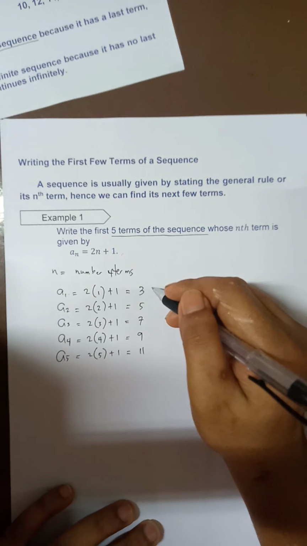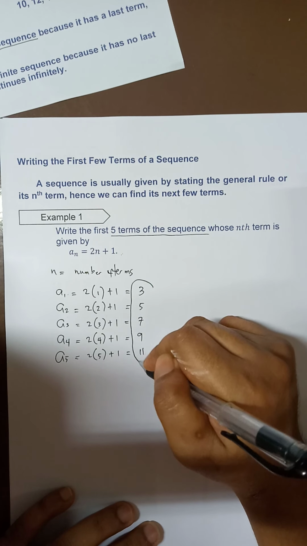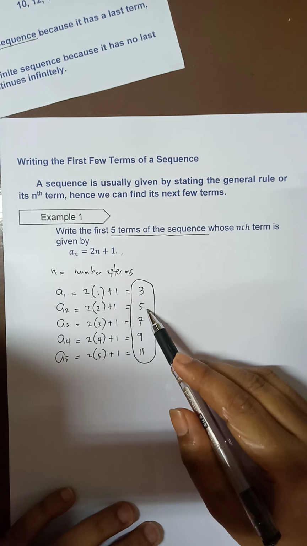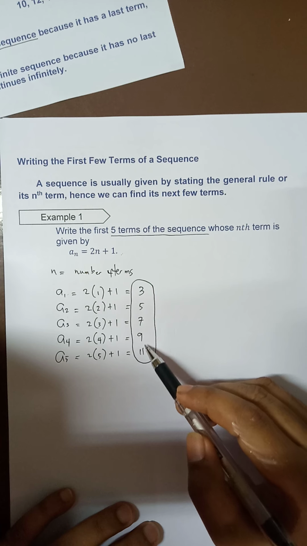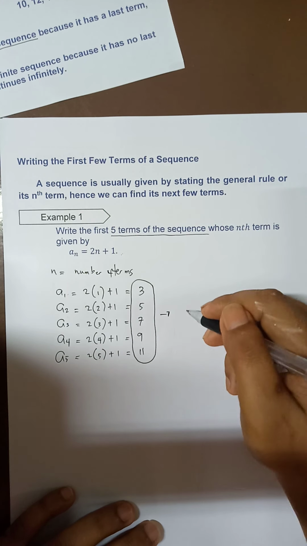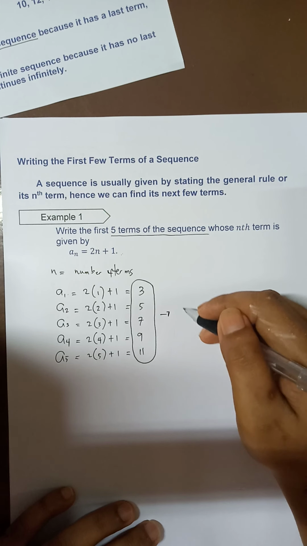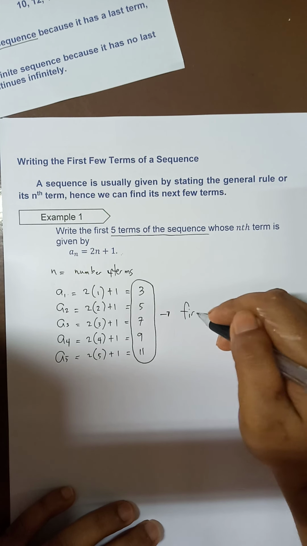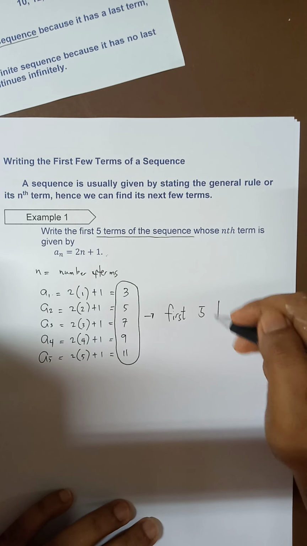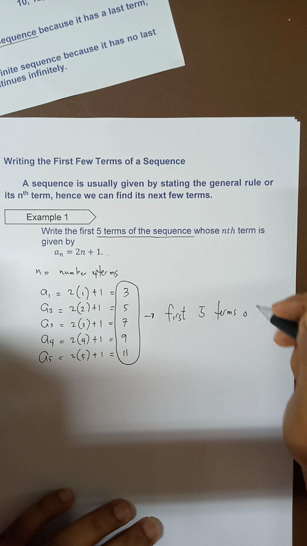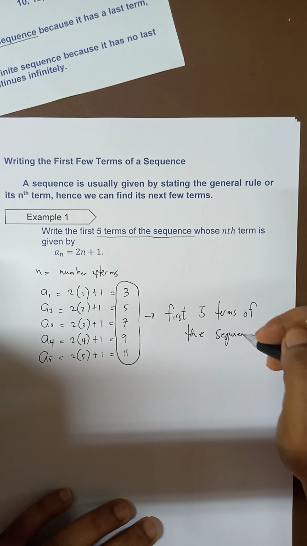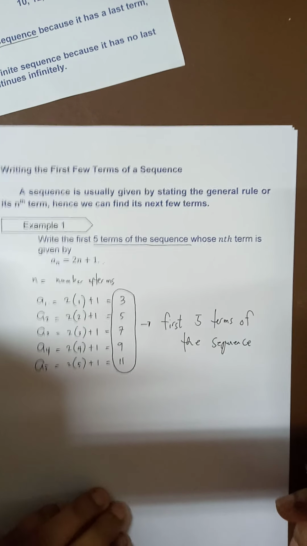So we have the first 5 terms of the sequence, which are 3, 5, 7, 9, and 11. So these are the first 5 terms of the sequence.